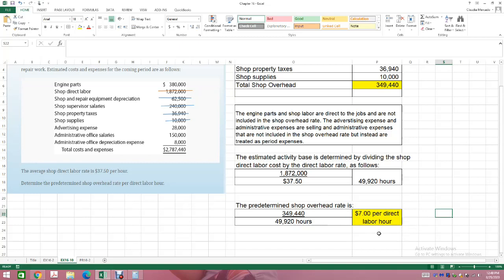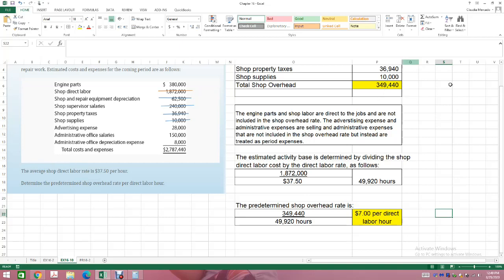Okay, so if it takes me 1 hour to complete my job, I'm going to charge $7 of overhead. If it takes me 2 hours to complete the job, then I'm going to charge $14 of overhead, and so forth. So we were trying to figure out the predetermined shop overhead rate per direct labor hour. We knew we had spent $349,440 of overhead. But how are we going to apply that to the job? Well, we're going to apply it based on labor, number of hours.